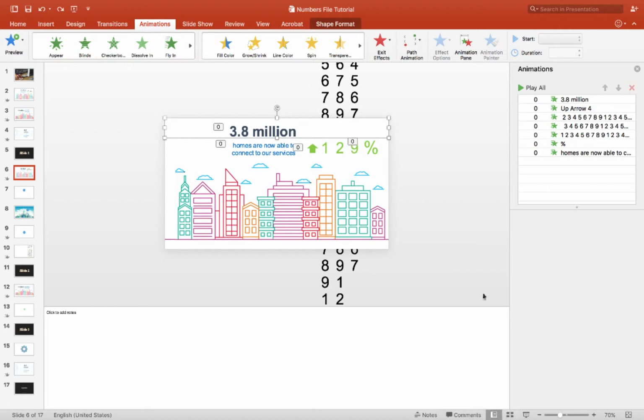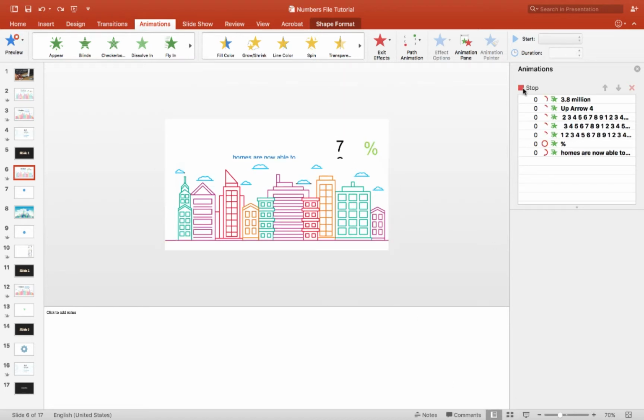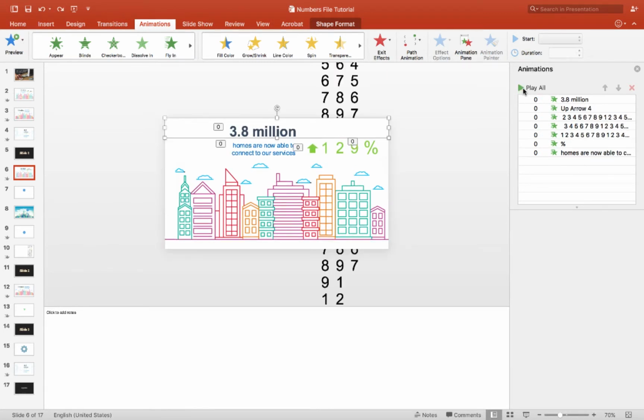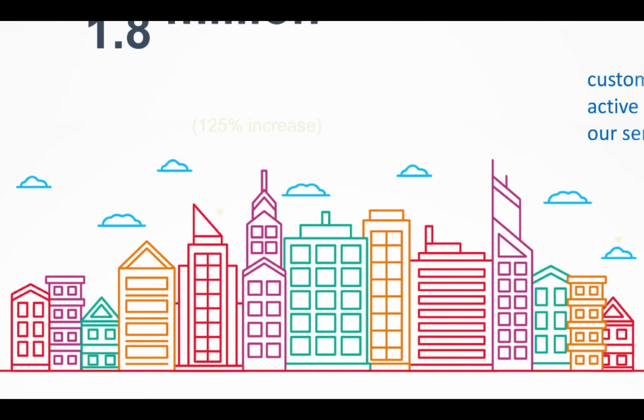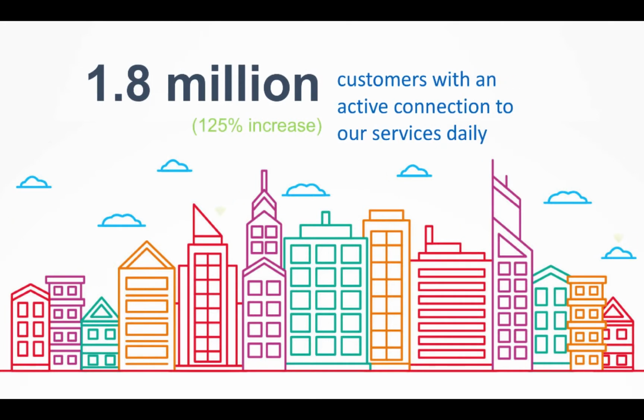So when you press play, that's how you get the ticker. And there you go. That's the first one. Slide number 2 pushes in from the right hand side. And I'll talk a little bit about that transition later.